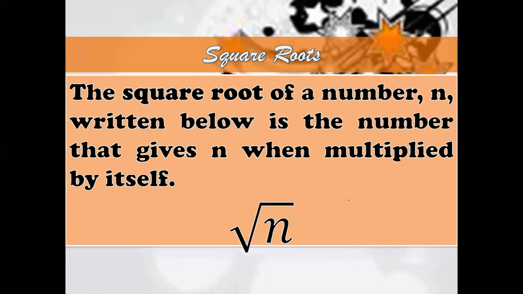So let us identify. I have presented a while ago radical numbers. Let's get back with it. Let's identify the different parts of square roots. So the square root of a number, let us represent it using the variable n, written below, is the number that gives n when multiplied by itself. There are certain parts of a radical number or square roots. So we have there, what do you call that symbol? The symbol there is what we call now the radical sign. We call this one as the radical sign. That's the symbol for radical numbers or square roots.